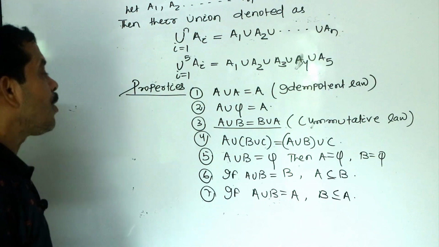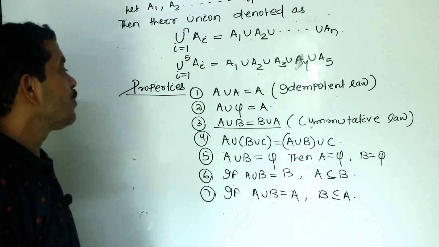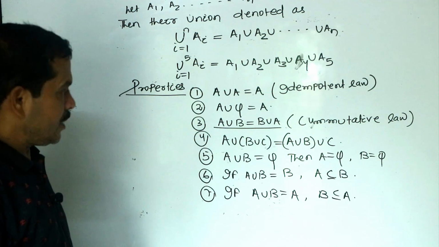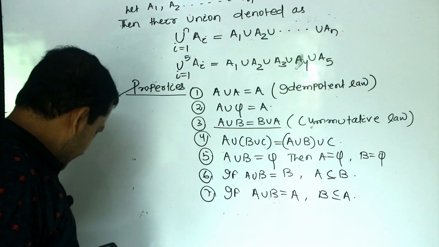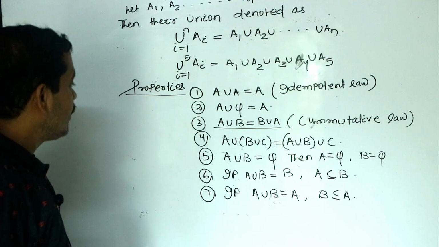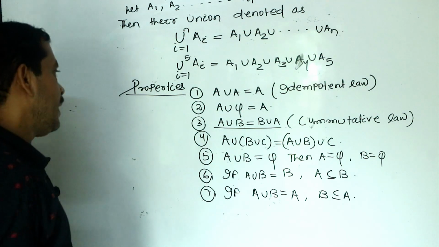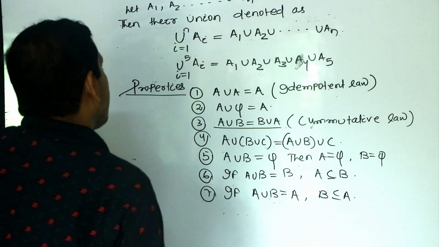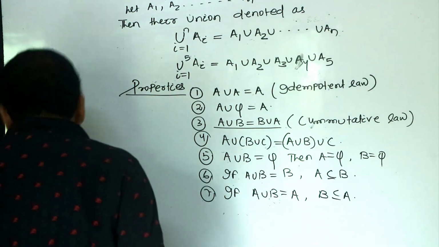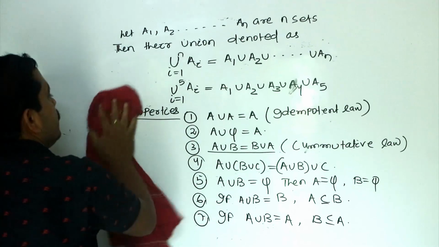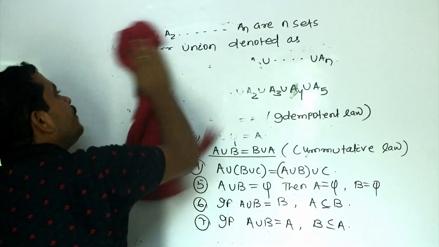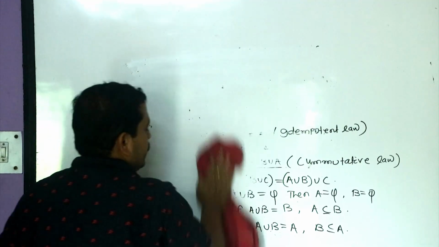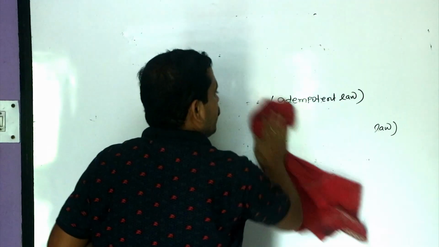Those are the basic properties of the union of two sets. Union is commutative, and union is also associative. Those are the basic and fundamental properties of the union. This is all about the union of two sets. Next, we shall discuss the intersection of two sets.